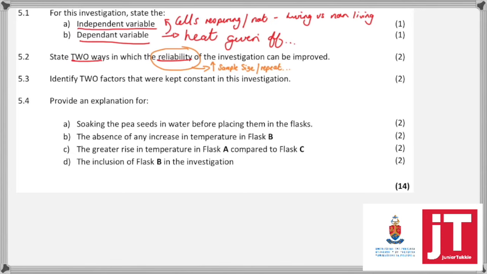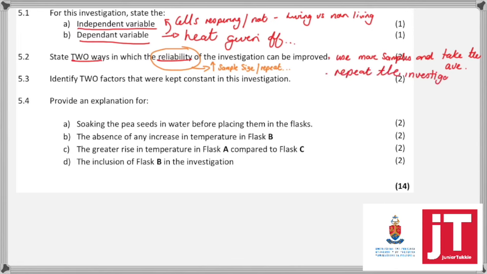But how would I increase my sample size? I could use more samples. In other words, instead of 40, I could use 80 pea seeds for each of my flasks. That would increase the reliability of my results in that average temperature that would have been produced.